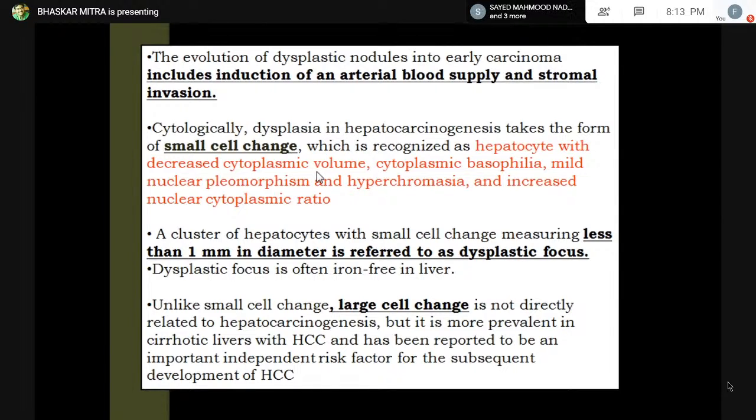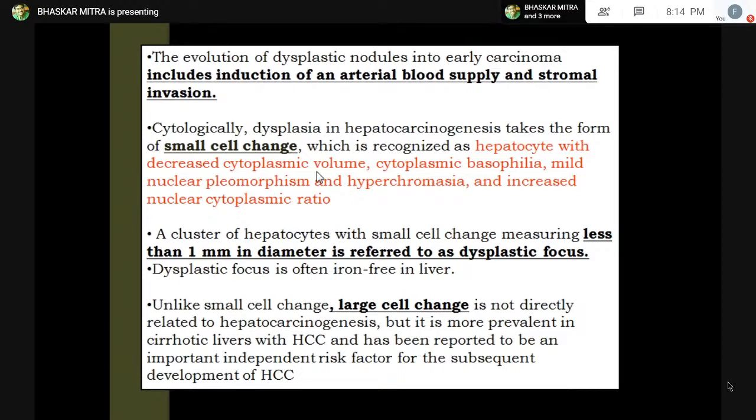That is, first the small cell changes, and another the large cell changes. In the small cell changes, the hepatocytes have a decreased cytoplasmic volume. They show increased cytoplasmic basophilia, nuclear pleomorphism, hyperchromasia, and high N/C ratio. So cell size is a bit decreased, but the nuclear chromasia and the N/C ratio become more increased. The cells are more towards the malignant cellular architecture. Now in the large cell changes, these things are less.